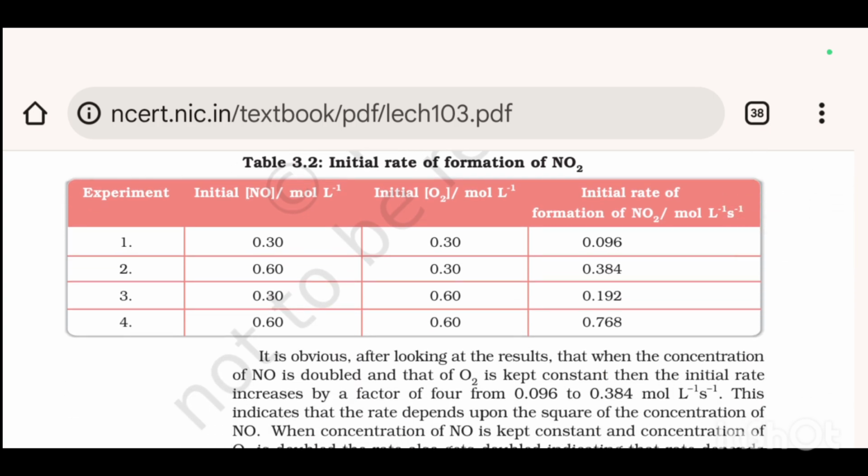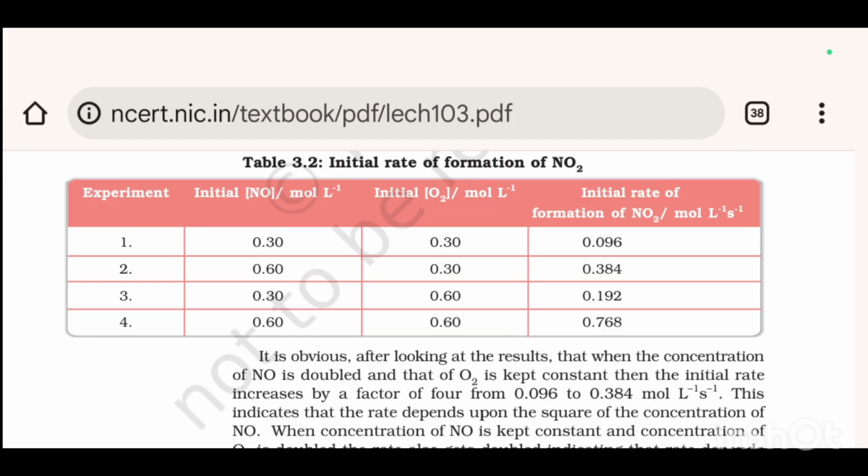Initial NO concentration in mole liter inverse: 0.30, 0.60, 0.30 and 0.60. Initial O2 concentration in mole liter inverse: 0.30, 0.30, 0.60 and 0.60. Now the initial rate of formation of NO2, in mole liter inverse second inverse, is 0.096, 0.384, 0.192 and 0.768.